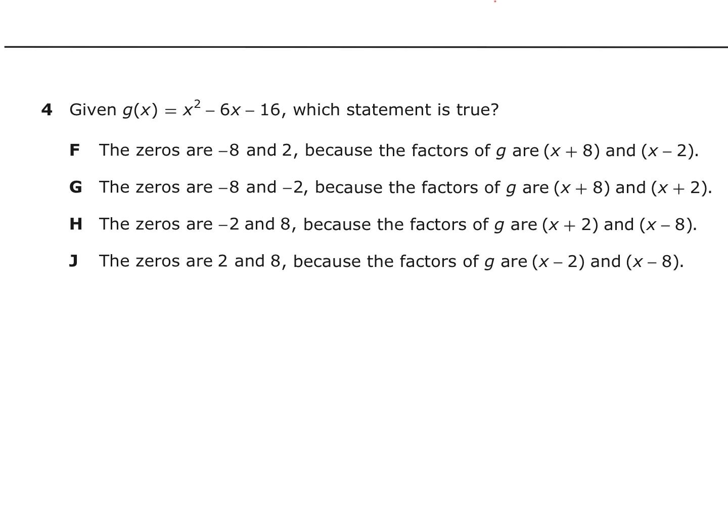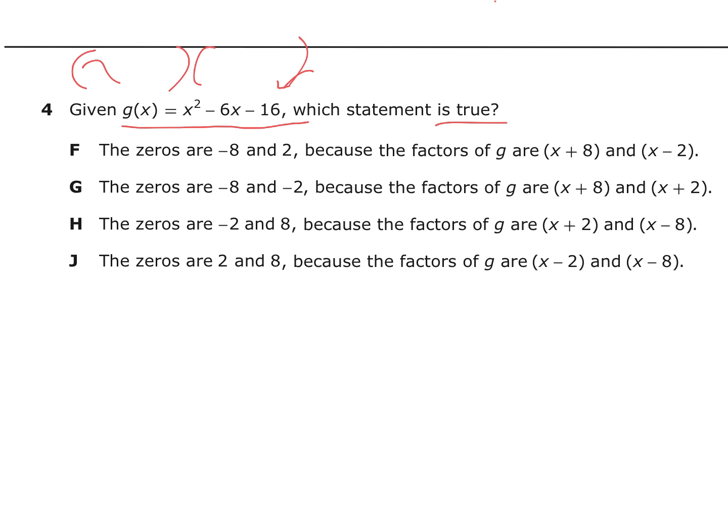We're given a function g of x as x squared minus 6x minus 16. Which statement is true? So one of these is factored correctly. And if you look at the answers here, your zeros are either plus or minus 8, or plus or minus 2. And so your factors are x plus or minus 8, or x plus or minus 2. So by looking at the answers, we know that the factors will be 8 and 2, and one's positive, one's negative, because this right here is a negative 16, so we need to have one positive and one negative.